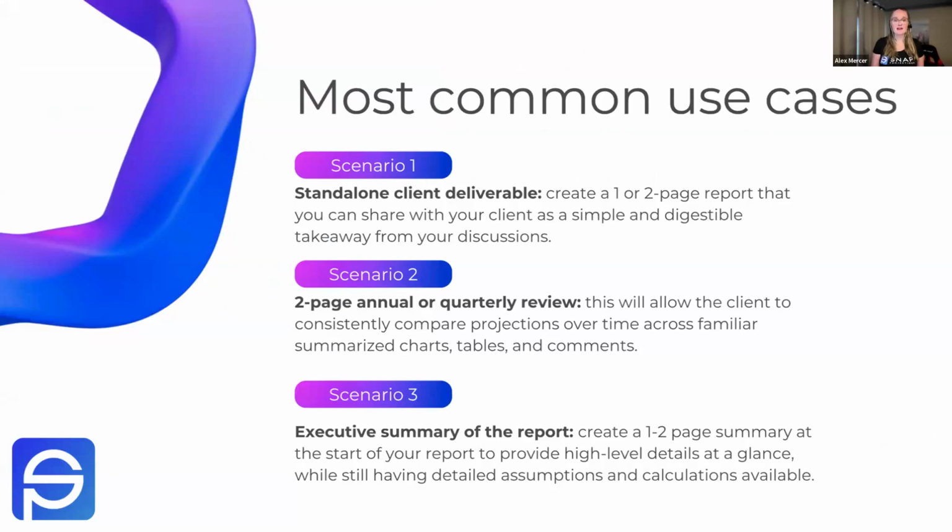You can create a standalone client deliverable, meaning the snapshot becomes the client facing report. You can use it as a template for your annual or quarterly reviews, or you can use it to create an executive summary to the full comprehensive report. Steve is going to show you the end product for all 3 use cases, and then you will get to see scenario 1 from end to end, which is building the plan from scratch, plus creating the snapshot as a standalone client deliverable, all in less than 15 minutes.